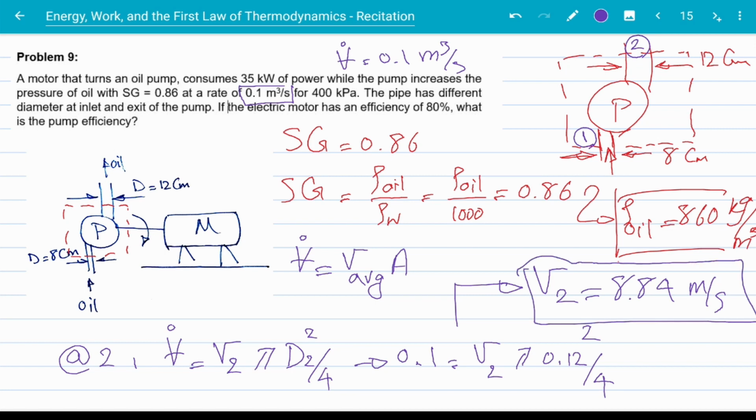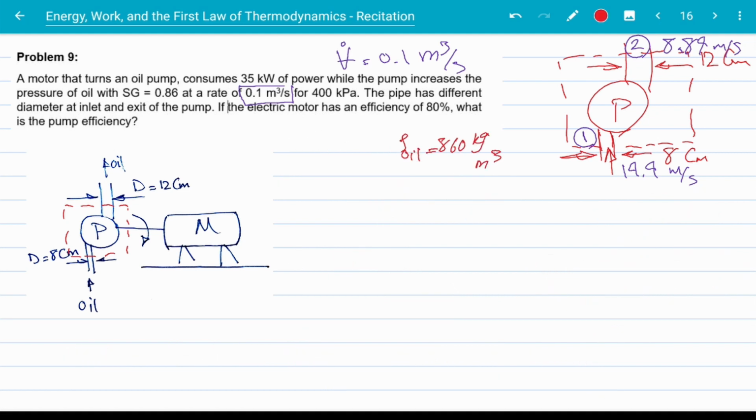Okay, so we have the velocities at the entrance and the exit of this control volume. Let's write them down here. 19.9 meters per second at the entrance and 8.89 meters per second at the exit. I just moved everything that we know up here to clear the calculation space. Now we can continue with our problem.